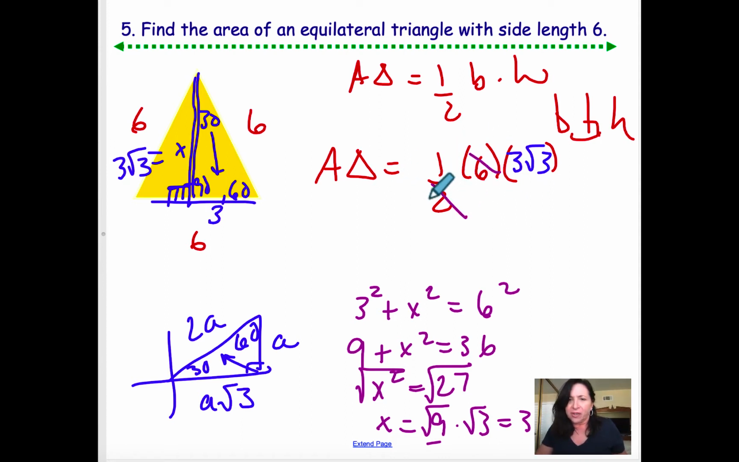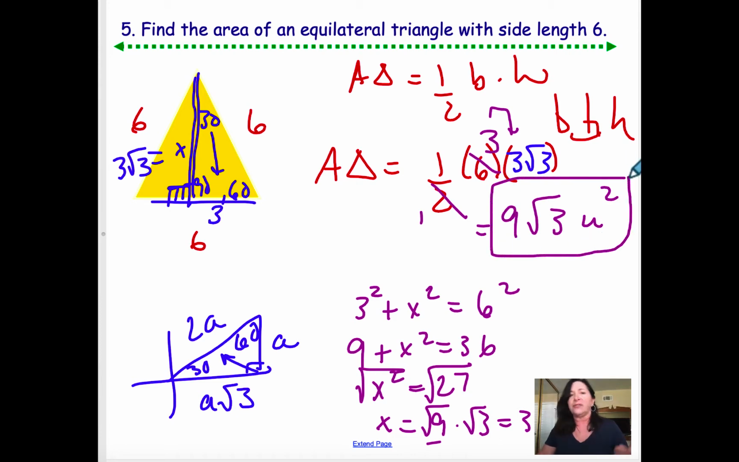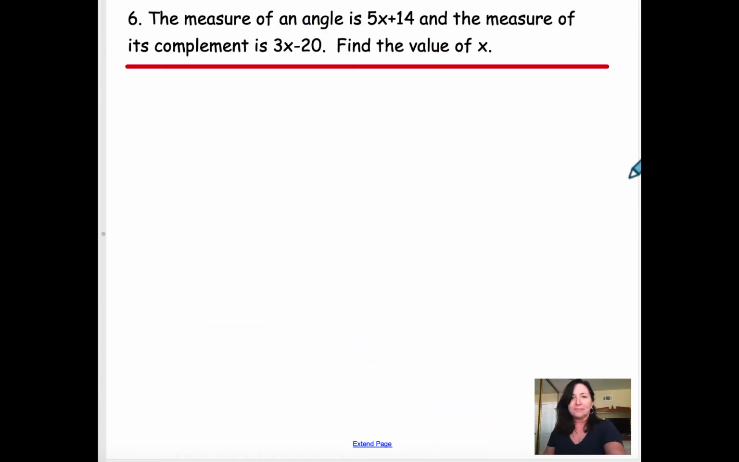Now, lastly, we need to simplify. 2 divides into 6 three times, once here, and I have 1 times 3, which is 3. 3 times 3 is 9. And so we have 9 root 3 units squared is going to be the area for this equilateral triangle.